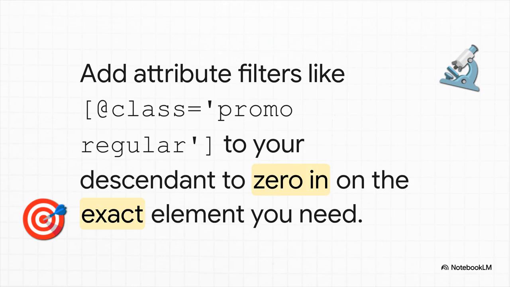Now on the flip side, sometimes Descendants can be a little too broad. It might return dozens of elements when you only want one. The solution? Add a filter. After you specify the Descendant tag, you can add a condition in these square brackets. Here, we're saying, find all the Descendant divs, sure, but I only want the one that has the class promo regular. This lets you zero in on the exact element you need with, like, surgical precision.